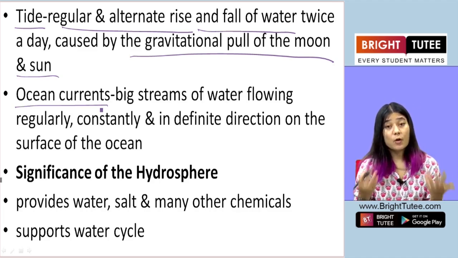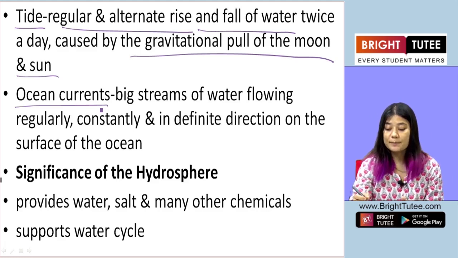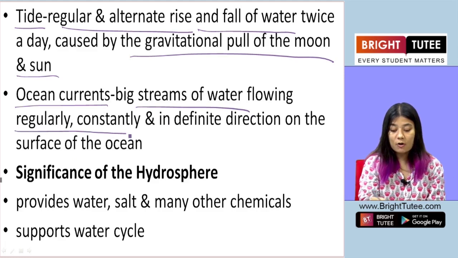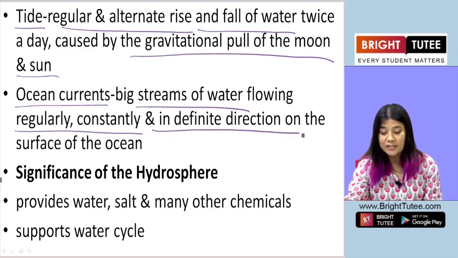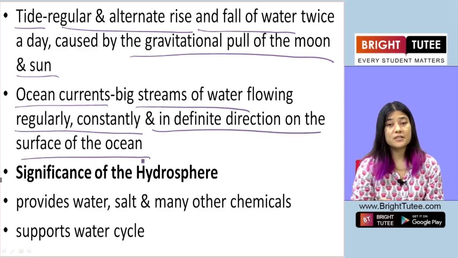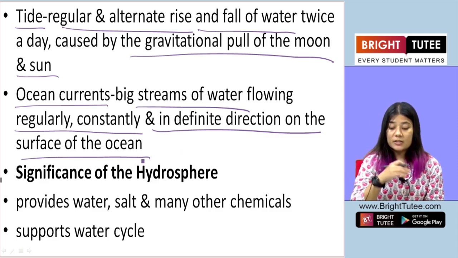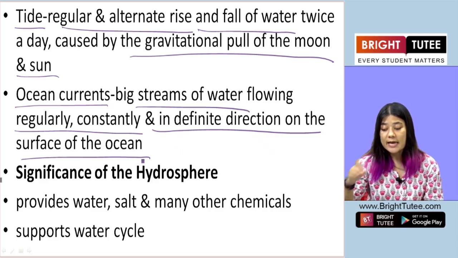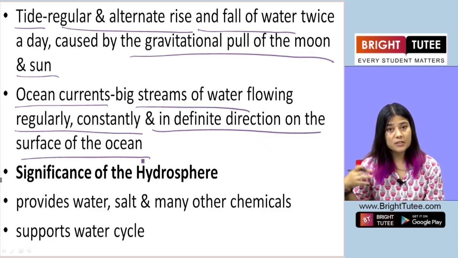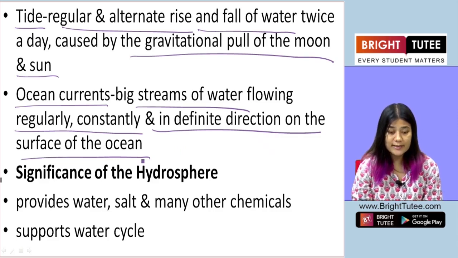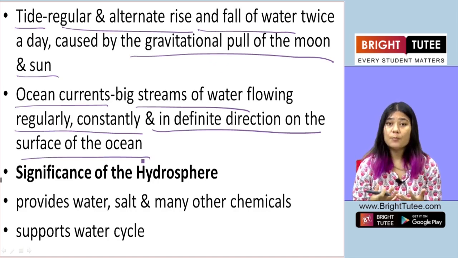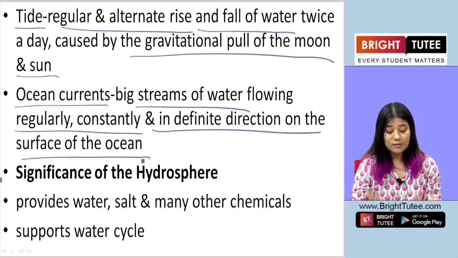Ocean currents, what are they? Ocean currents are big streams of water flowing regularly, constantly, and in a definite direction on the surface of the ocean. So these are streams of water that flow regularly and constantly in a definite direction on the surface of the ocean. All right? So these are some of the important components or elements of the hydrosphere.